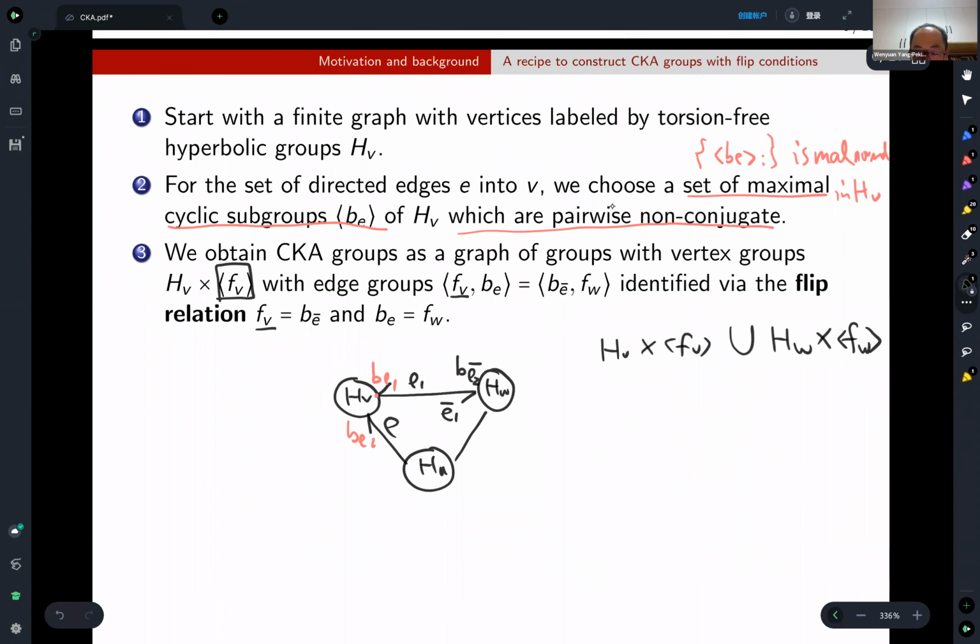So this is a very flexible way to construct CK groups satisfying some flip conditions. Okay, any questions about this construction? Yeah, you can start with any graph with some hyperbolic groups assigned to each vertex. Then you can build CK groups.